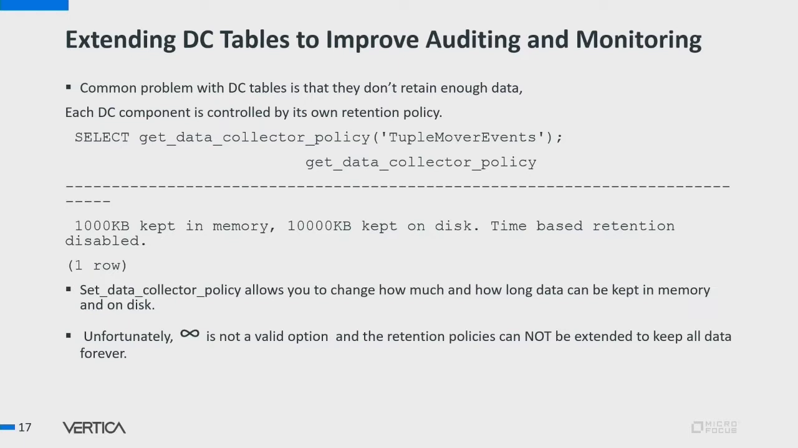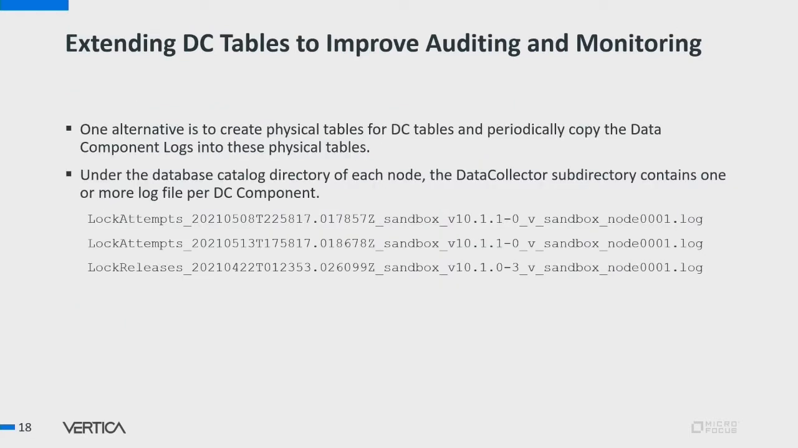There are some disadvantages, obviously, to increasing the retention policy of a DC table. As the DC table grows, the performance will degrade because DC tables are not real or regular Vertica tables. They are more like an external table and don't have many of the improvements in terms of indexing and storage optimizations. Also, we don't provide infinity as a valid option, and de facto, the retention policies cannot be extended to keep all data forever. So we'll be looking at some alternatives where we can extend the DC tables to improve the retention and still get a good performance when accessing them.